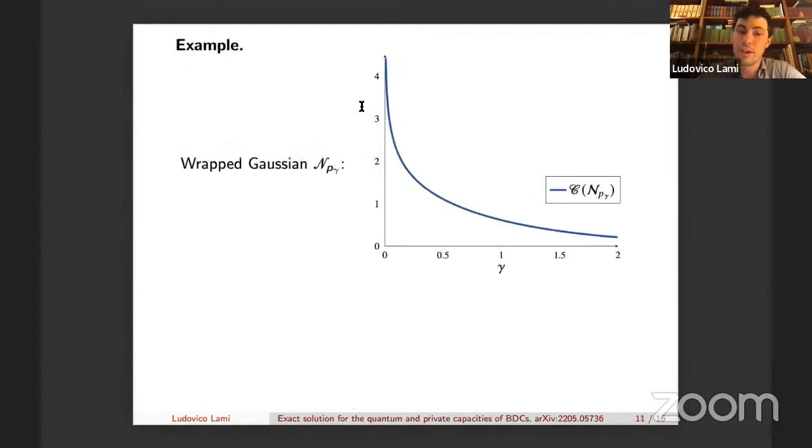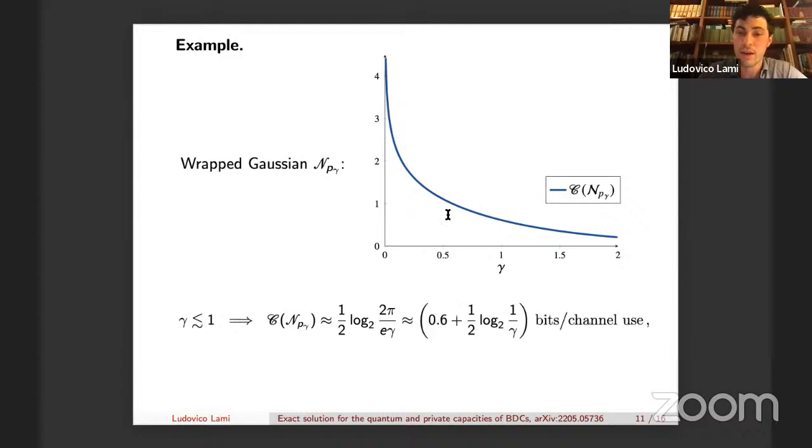Okay, and the example for the wrapped Gaussian, very simple plot. That's the plot you get if you plug in the formulas that I gave you for the case of the wrapped Gaussian, the case in which the phase phi is just a normal random variable. You can derive an exact expression in this case, but also approximate formulas that are very useful. For example, for gamma which is small, you get this universal dependence: 0.6 plus half of the log of 1 over gamma, bits per channel use.